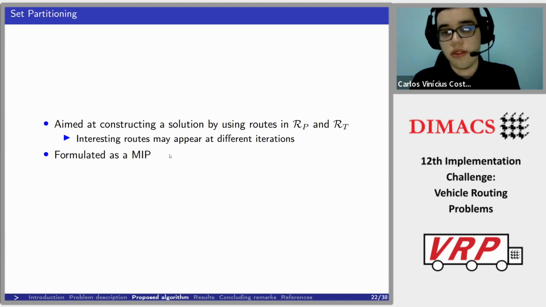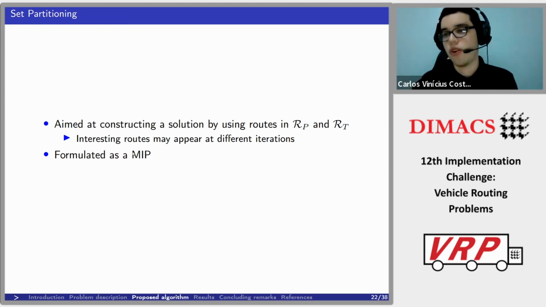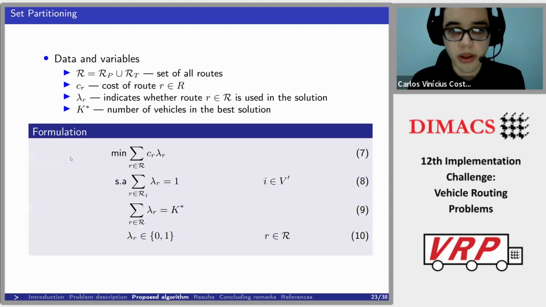And finally, there's the set partitioning procedure in which we attempt to build new solutions by using routes stored in the permanent pool and the temporary pool, because interesting routes may appear at different restarts or iterations. So by mixing them together, maybe we can make a better solution. This problem can be formulated as a mixed integer problem, which has a pretty simple mathematical model.